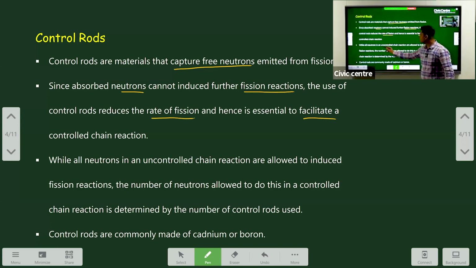Now, while all the neutrons in an uncontrolled chain reaction are allowed to induce fission reactions, the number of neutrons allowed to do this will be dependent on the number of control rods, because that will change the number of free neutrons. The control rods are commonly made of cadmium or boron.